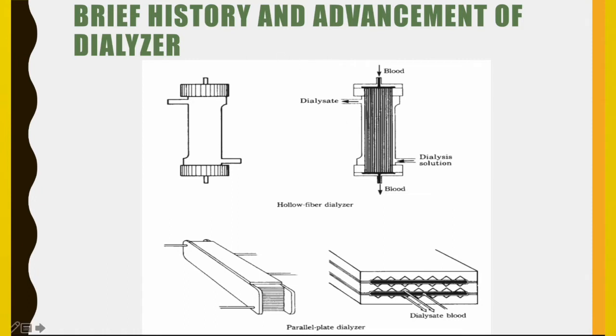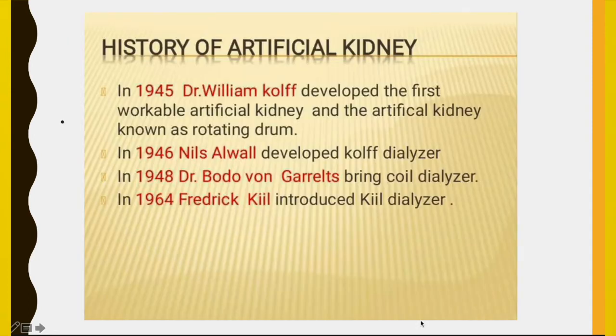Now here is a pictorial representation, brief history and advancement of the dialyzer. Here we can see the hollow fibers which we are using today in our modern time. This is the dialyzer which we mainly use in our modern time. The second one is the parallel plate dialyzer, which we were using before the hollow fiber dialyzer. So this is the pictorial representation of the parallel plate dialyzer.